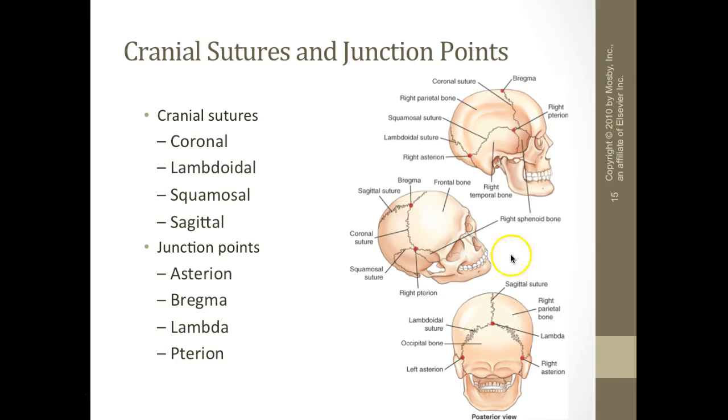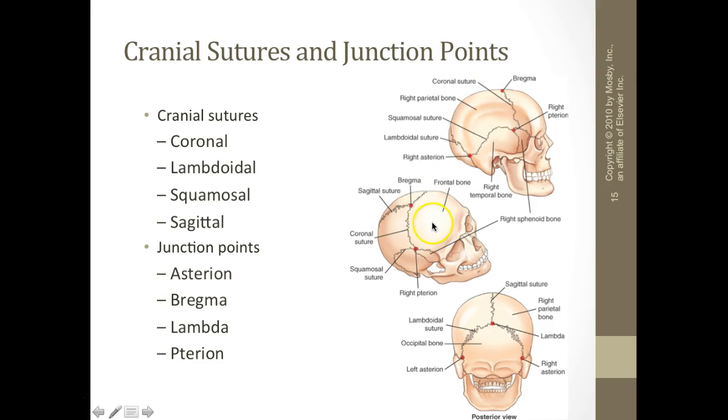The sutures, so we're looking here, the cranial sutures, there's coronal, lambdoidal, squamosal, and sagittal, and then the junctions and points are asterion, bregma, lambda, and pterion. So looking here, we have the coronal suture with the bregma up top, and we have the right pterion. You can see the sphenoid bone and the temporal bone with your squamosal suture with your right asterion. You have your lambdoidal suture here, and this is your parietal bone.